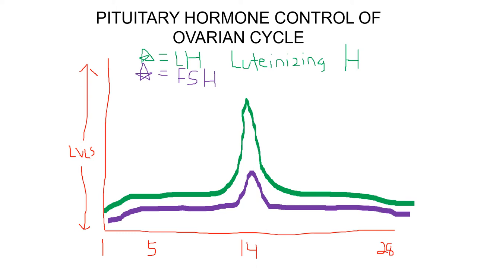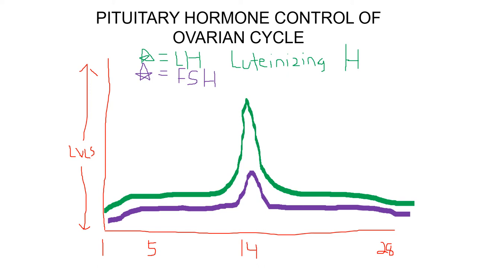So basically at day one, when the menstrual phase begins, or the menses, the bleeding begins, right? Menstrual phase of the menstrual cycle. Both of these pituitary gland hormones start to rise a little bit. They go up a little bit, but not a lot. And by day five, remember, that's when that estrogen started going up. Okay, so hang with me here.